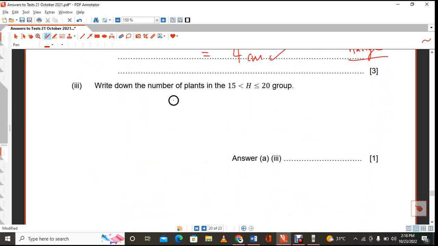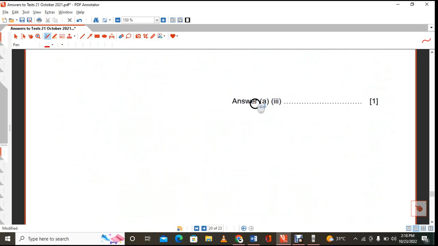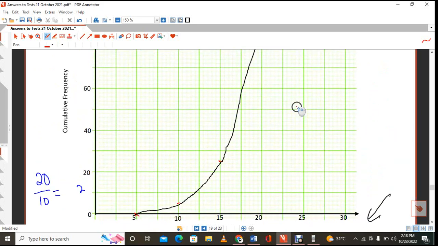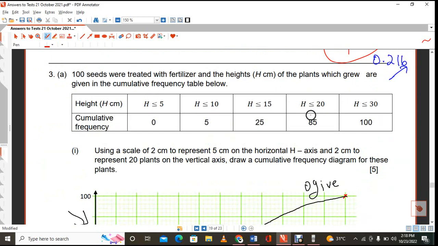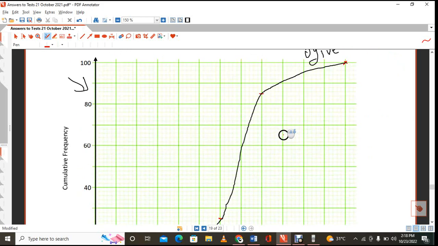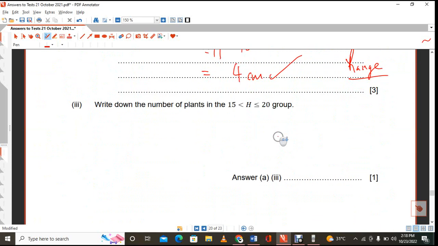Good. Write down the number of plants in the group of the heights between 15 and 20. Now, once you go to the table, the group between 15 and 20, we're going to have to take 85 and subtract 25 in order to find out exactly the number of plants that are there. So you're going to say 85 minus 25. It's 85 take away 25, and that should give you 60 plants.